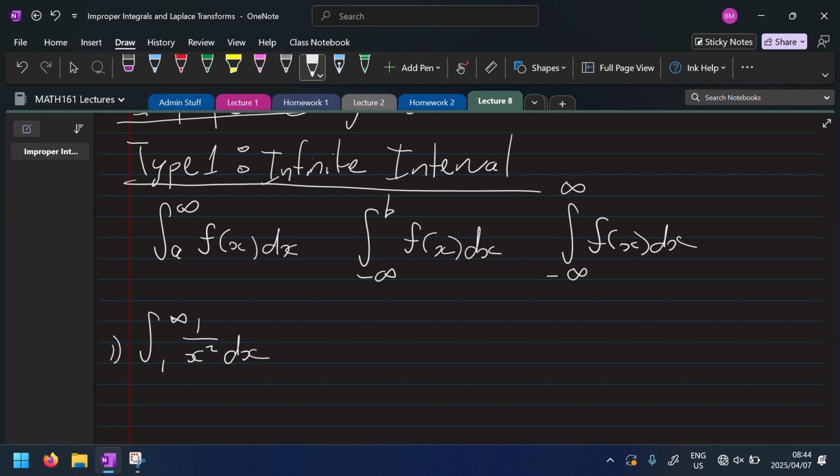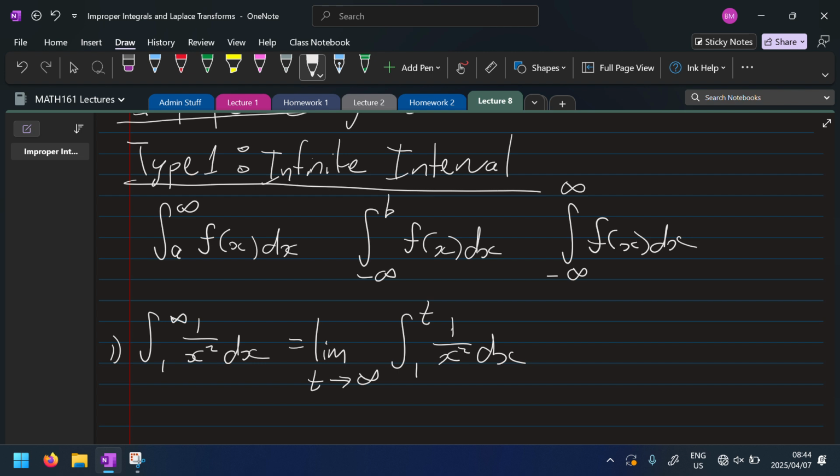So instead of integrating from 1 to infinity, we're going to write this as the integral from 1 to t, or some other variable, whatever you want to call that, 1 over x squared dx. And then after doing the integral, we then take the limit as t goes to infinity. Okay, t, you can call it whatever you want. I'm just calling it t.